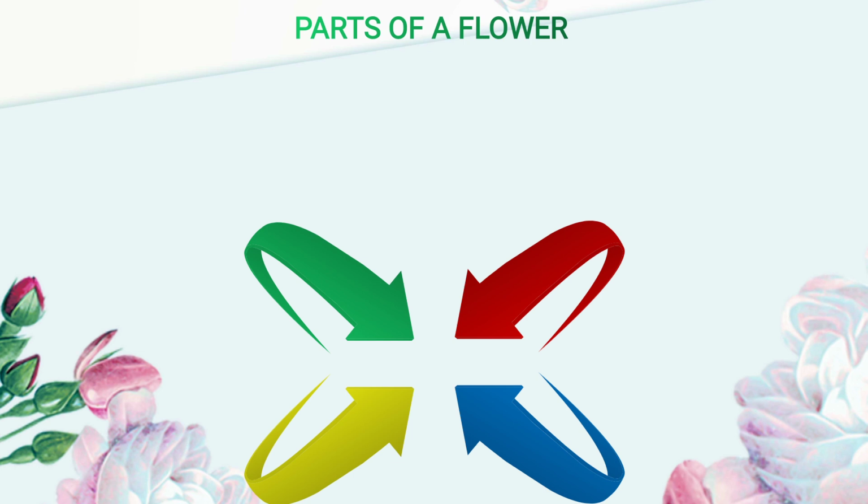Flower is responsible for producing seeds which grow into new plants. Flower also feeds insects, birds, animals and human beings also. So flower is the essential part of reproduction in the plant. So here we will study parts of the flower.